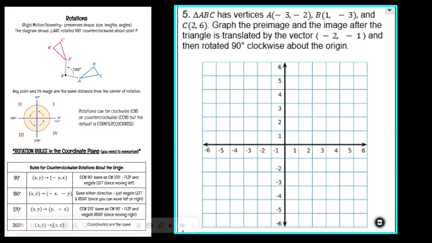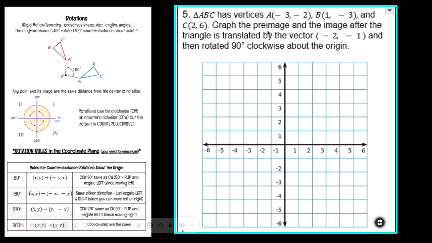All right, so we have triangle ABC, and that has its vertices located at A, comma, -3, comma, -2, or left 3, down 2. B is located at 1, comma, -3, or right 1, down 3. Again, this is talking from the origin point. And C is located at 2, comma, 6. Of course, that's right 2, up 6 on our graph.